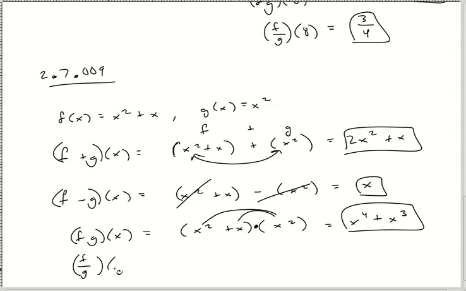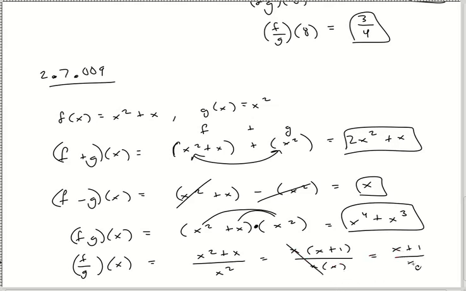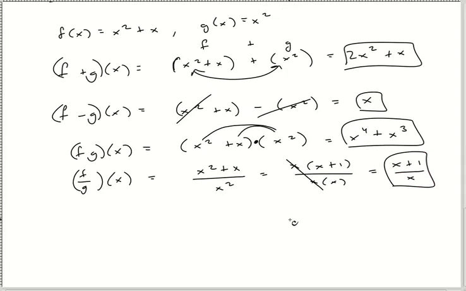F divided by g, same style. X squared plus x all over x squared. What they all have in common is an x. You can factor that out to the front if you like. Something kind of like this, and cancel. There's numerous ways to do this, but I'm just showing you one basic way. I don't do this method myself very much, but there you go.